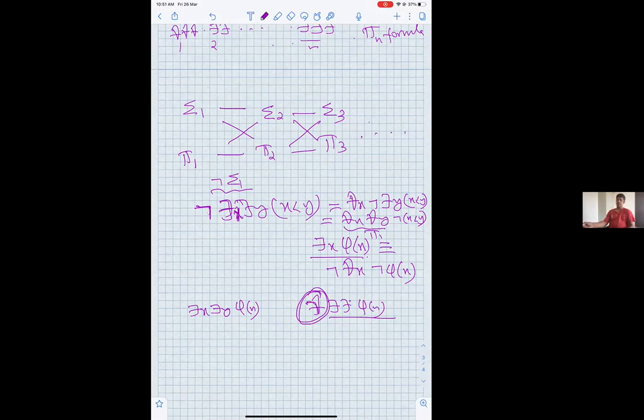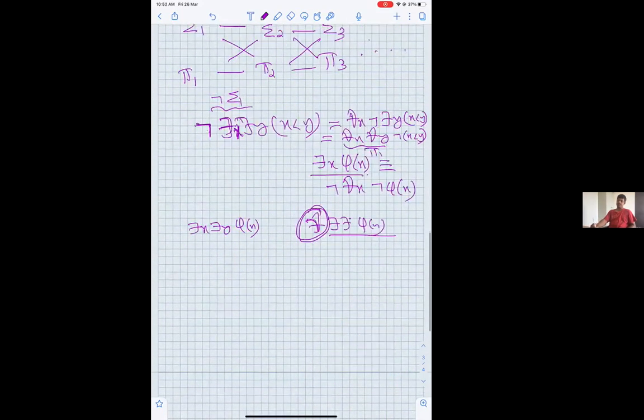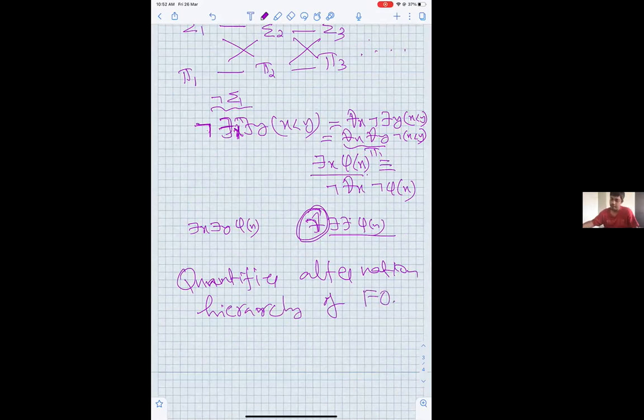Okay. This is what is called the quantifier alternation hierarchy of first-order logic. All right.